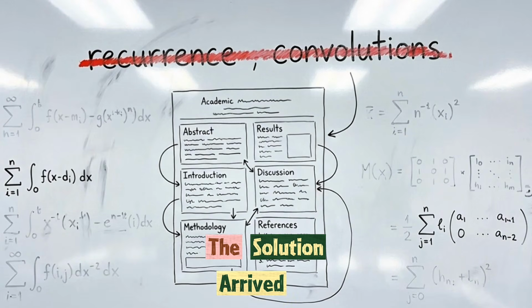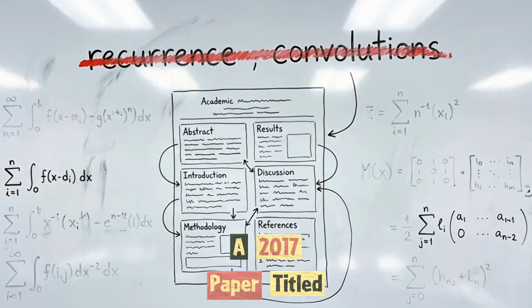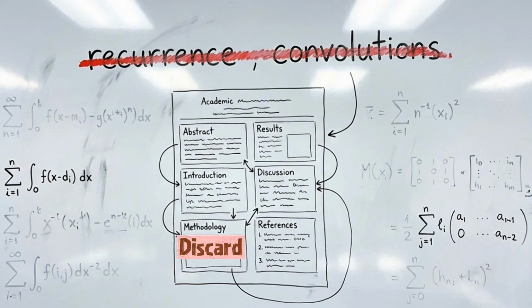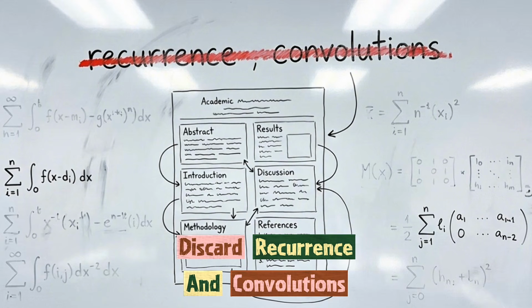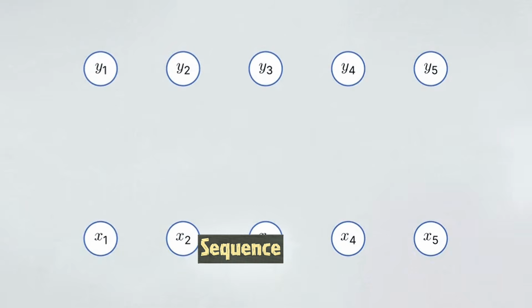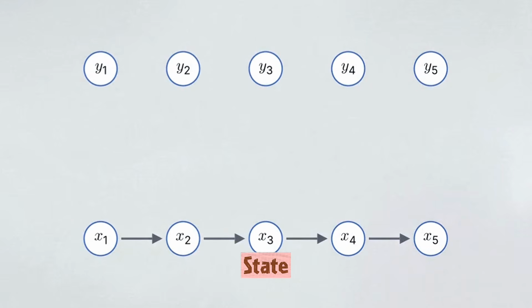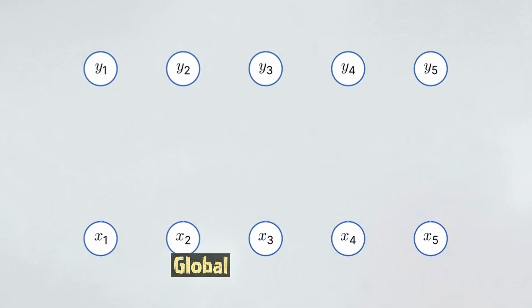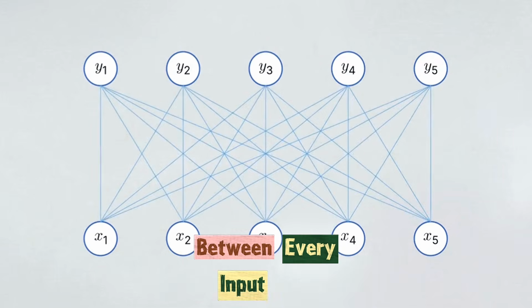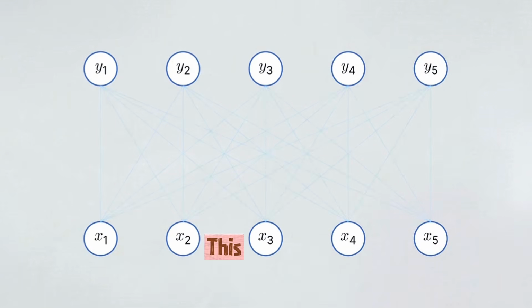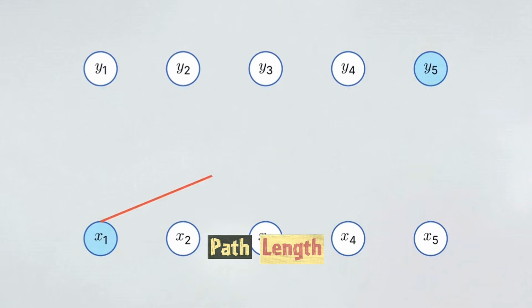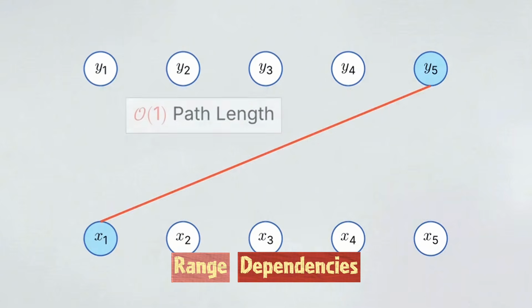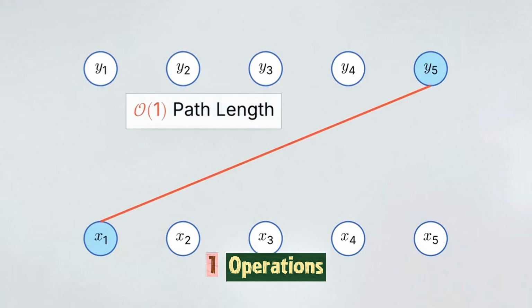The solution arrived in a 2017 paper titled "Attention is All You Need." Its central thesis was radical: discard recurrence and convolutions entirely. Instead of reading a sequence step by step to build a hidden state, the proposed architecture calculates global dependencies between every input and output simultaneously. This reduces the maximum path length between long-range dependencies to a constant O(1) operations.